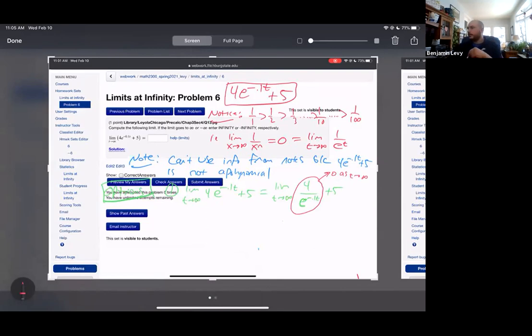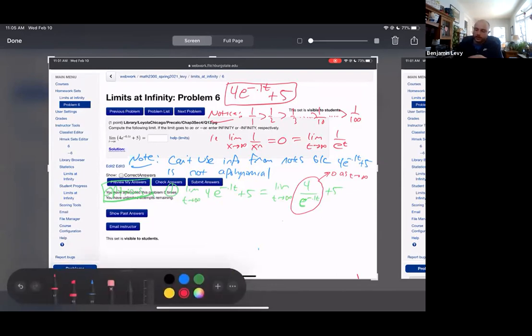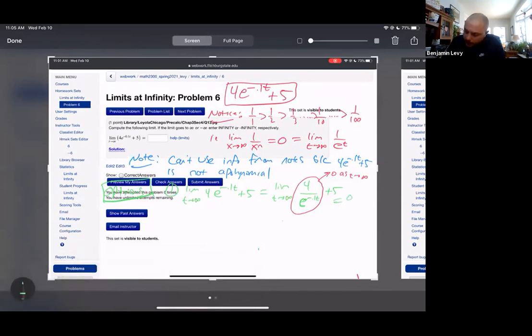Does that make sense? And so then this answer, when we evaluate the limit, is 0 plus 5, which is just 5. So when t goes to infinity, it makes that fraction go to 0.